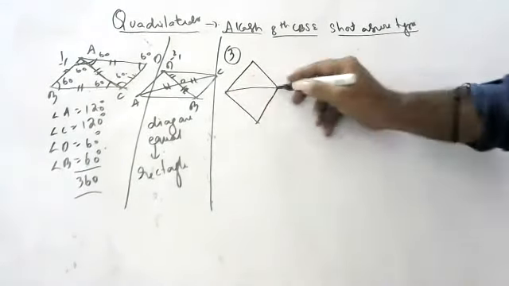A is equal to 24. So one diagonal is 32, the other diagonal is 24. Next, Raghuram, are you there?